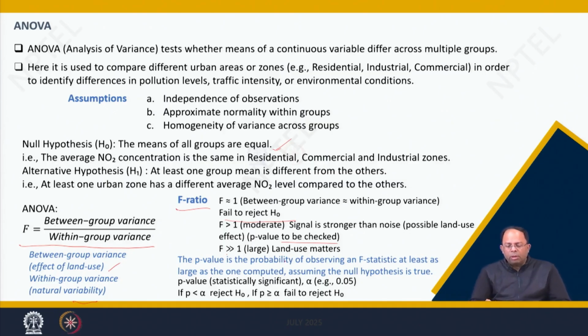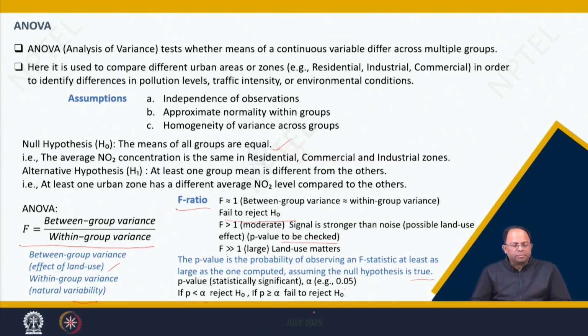So the p-value is the probability, now p-value is the significance value. It is the probability of observing an F statistic at least as large as the one computed, assuming the null hypothesis is true. So what we do is check the significance; for the 95% confidence interval, we take 0.05. So we will reject the null hypothesis if the p-value is lesser than this 0.05. But if the p-value is greater than 0.05, we will fail to reject the null hypothesis.